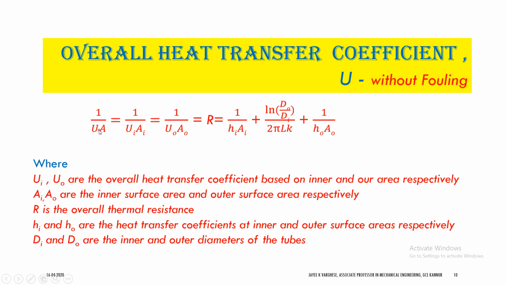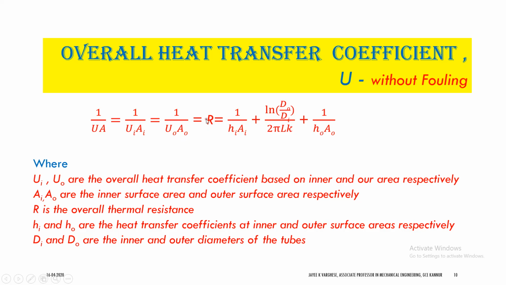For example, we have circular surfaces, then the overall heat transfer coefficient can be given by 1 by UA, where U stands for the overall heat transfer coefficient and A stands for the area. So 1 by UA will give the overall resistance, which can be calculated either based on the inner area or the outer area that you have already studied in the first module.